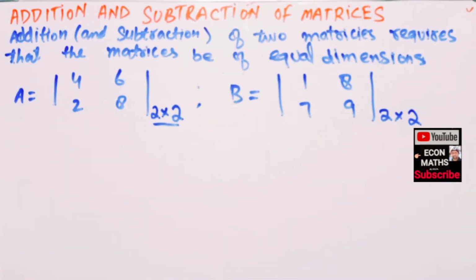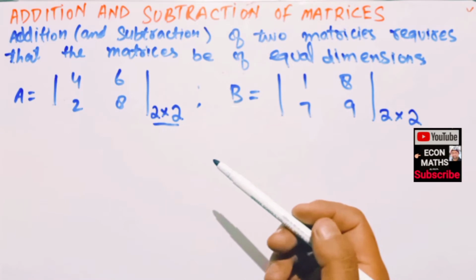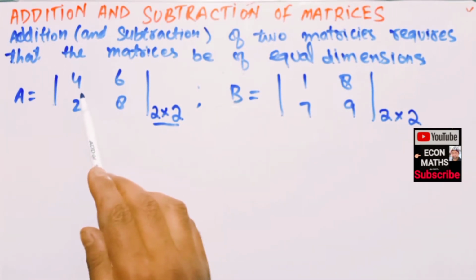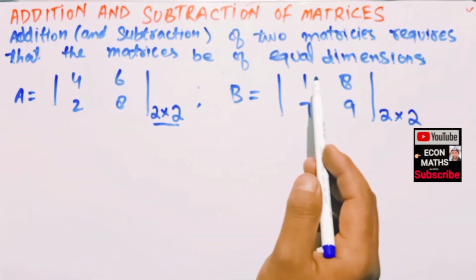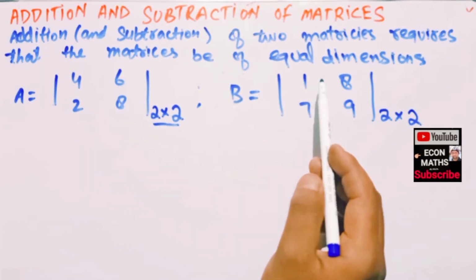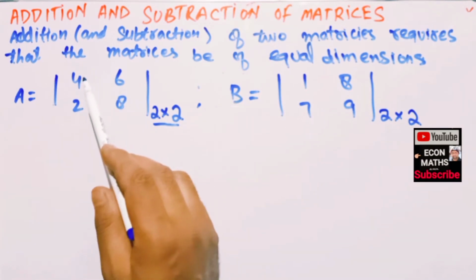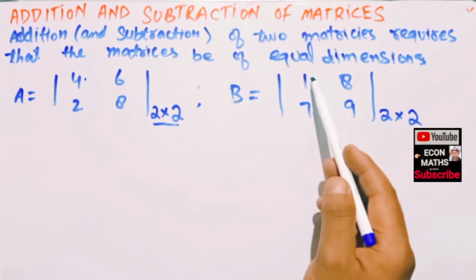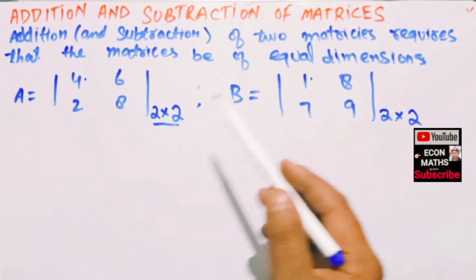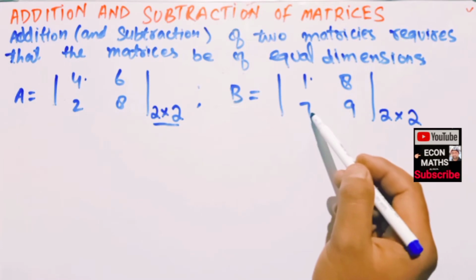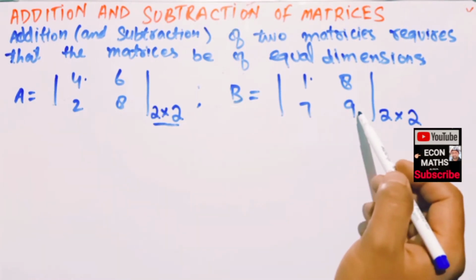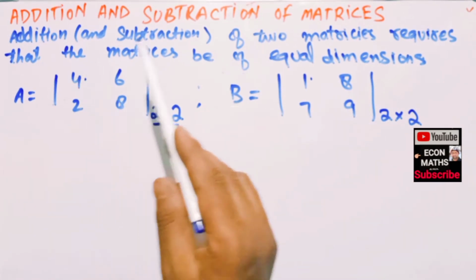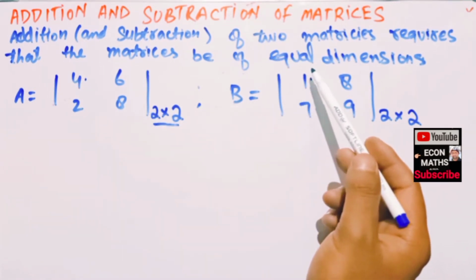Now addition is done like this. Each element of one matrix is added to the corresponding element of the other matrix. That is, this element 4 will be added to this corresponding element. Similarly, this 2 will be added to this 7 and 8 will be added to this 9. So this 4 cannot be added with 9. Every element is added with its corresponding element.